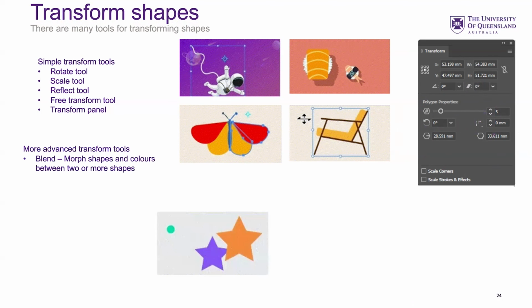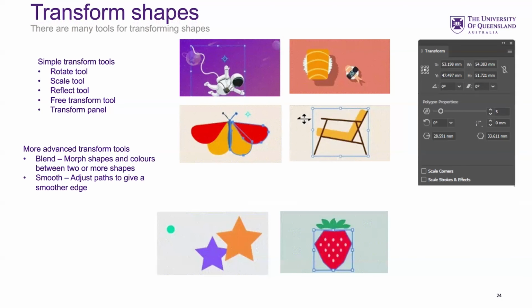There are also some more advanced transform tools. So the blend tool, probably not a whole lot of use, but it is kind of cool. Essentially, this will morph the shapes and colors between two or more shapes. So if we click on the circle and the star and the orange, you get this sort of blend, both in shape and color, from green to purple and then purple to orange. So it can create some interesting effects. The smooth tool would basically take something with nice sharp edges like this, and create smooth curved edges for that shape.